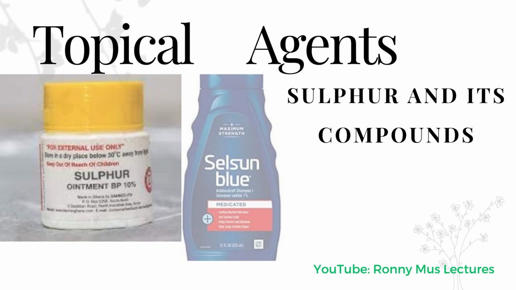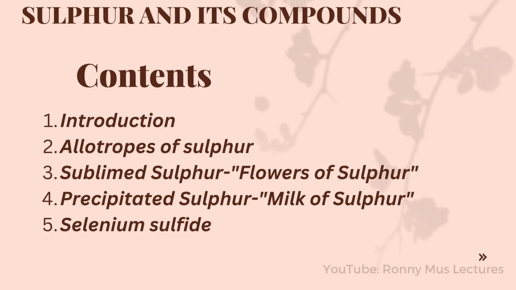We are looking at topical agents, and that is sulfur and its compounds as dermatological agents. Contents. We are going to look at introduction, allotropes of sulfur, sublimed sulfur, which is also known as flowers of sulfur, precipitated sulfur, which is also known as milk of sulfur, and selenium sulfide.